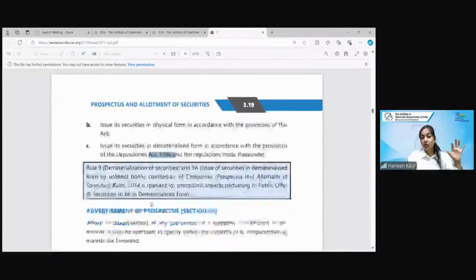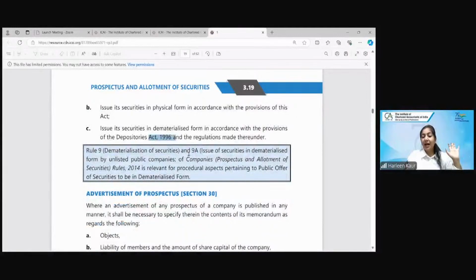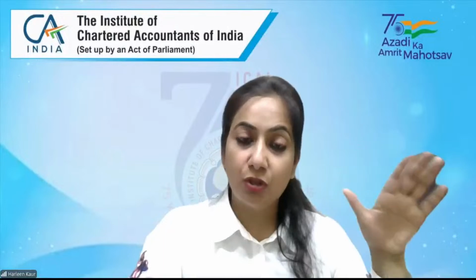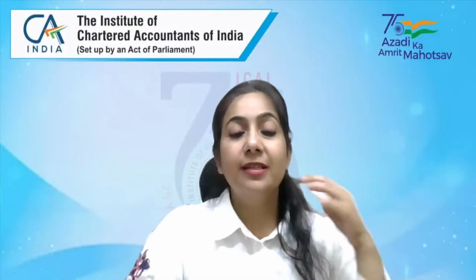Issuing in dematerialized form has to be done as per the Depositories Act, and Rule 9A and Rule 9 have to be followed. They have not given you details about Rule 9 and 9A. Since the reference has been given, I have given a small brief note in my presentation so you can refer. Yes, Sai Sharan.